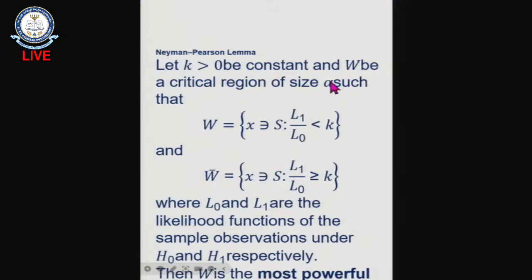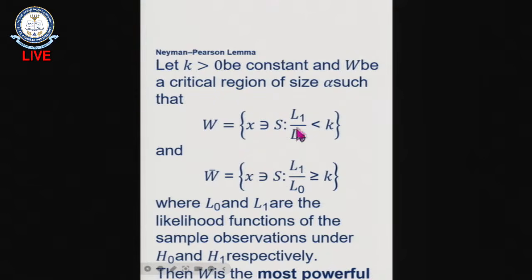Professor Raju already explained in detail the previous topics: what testing of hypotheses is, and what the null and alternative hypotheses are. The statement of the Neyman-Pearson lemma is: let K be any constant and W be the critical region of size alpha. Alpha is already known, the type 1 error, nothing but the level of significance, LOS. Then define W as the set of X belonging to S where the ratio L1 by L0 is less than K, and the complement of W as the set of X belonging to S where L1 by L0 is greater than or equal to K.